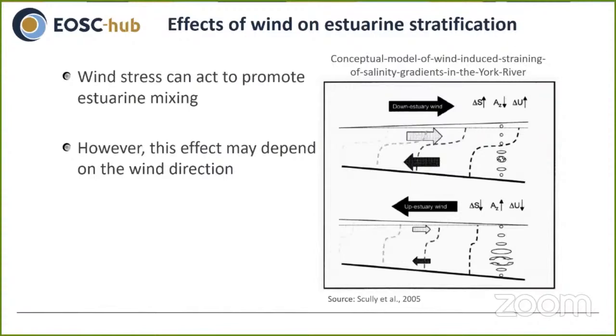Down-estuary winds enhance the tidally averaged vertical shear, which interacts with the long-channel density gradient to increase vertical stratification. Up-estuary winds tend to reduce or even reverse the vertical shear, reducing vertical stratification.